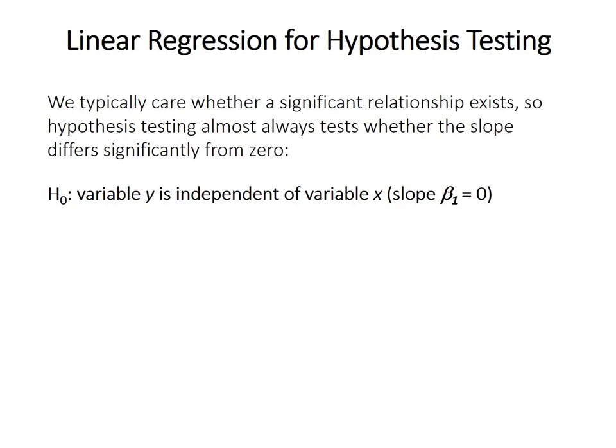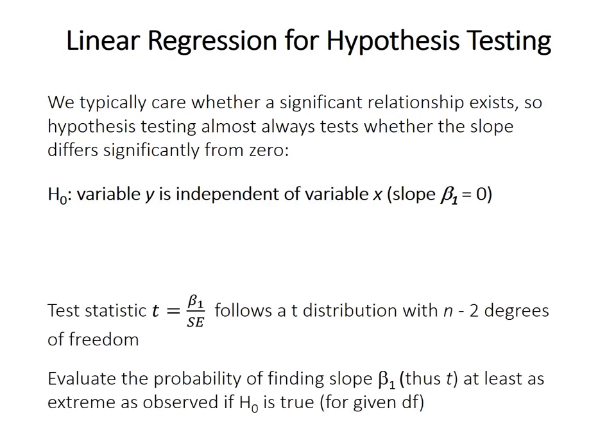It's also possible to perform statistical hypothesis testing with linear regression. In this framework, we typically care whether there's a significant relationship, so the method tests whether the slope differs significantly from zero. The null hypothesis is that the variable y is independent of the variable x, or in other words, the slope is zero. This is a little bit different than the r squared, because the r squared doesn't tell you anything about the slope, it just tells you about how strong the relationship is.